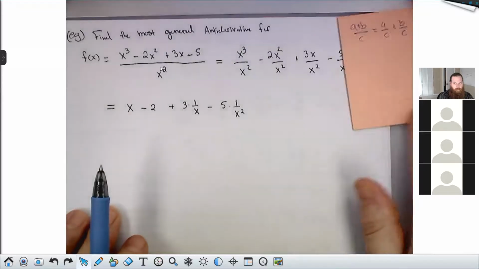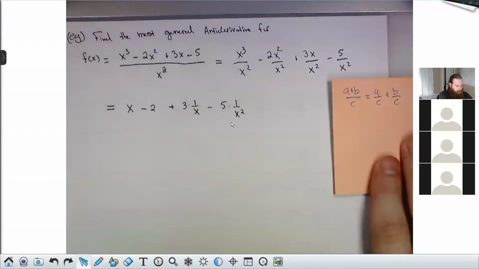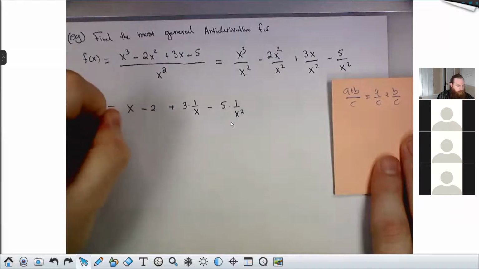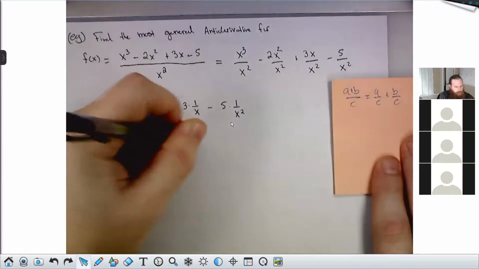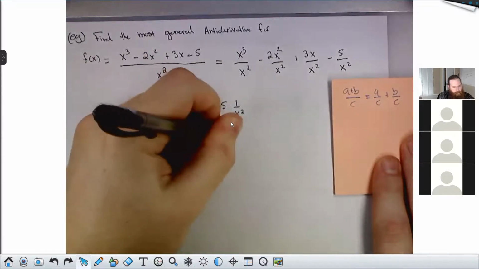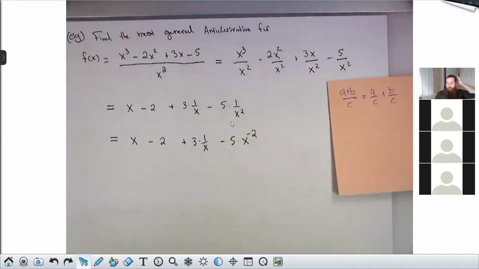I'd like to tuck this in somewhere it's not in the way, maybe here. I'm almost to a place where I can write down my antiderivative now. The only piece that I need to rework still is this. So little f, written in its easiest form to antiderive, is x minus 2 plus 3 times 1 over x minus 5 times x to the negative 2. Now, each one of these individual pieces, I know how to find an antiderivative of.